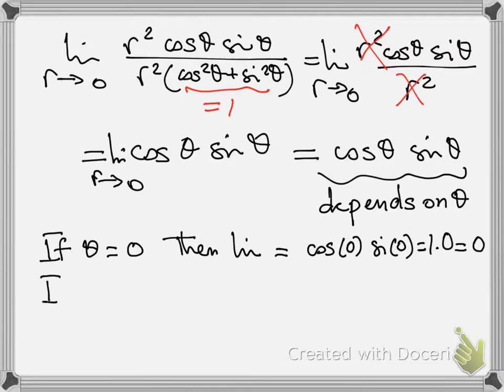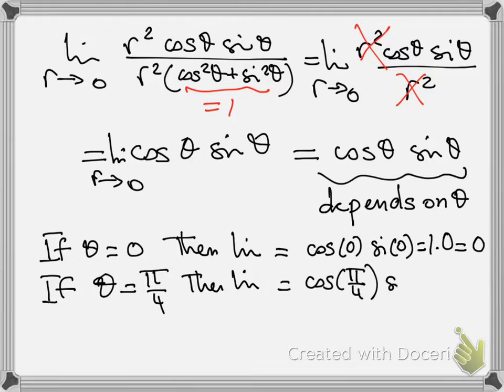But let's say theta is pi over 4. Then the limit would be cosine of pi over 4 times sine of pi over 4. That's square root of 2 over 2 times square root of 2 over 2, so that's 2 over 4, that's a half. So you see here, the limit depends on the angle theta. If theta is 0, you get 0. If theta is pi over 4, you get 1/2. If theta is pi over 6, you get another value, right?